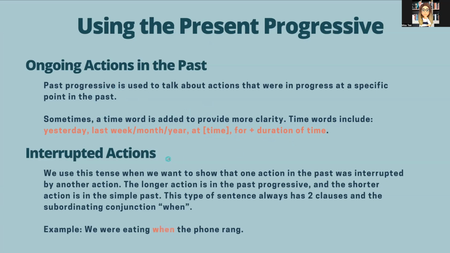Interrupted actions. We use this tense when we want to show that one action in the past was interrupted by another action. The longer action is in the past progressive and the shorter action is in the simple past. This type of sentence will always have two clauses, and the subordinating conjunction that we use to separate each clause is the word "when." So an example: we were eating when the phone rang.